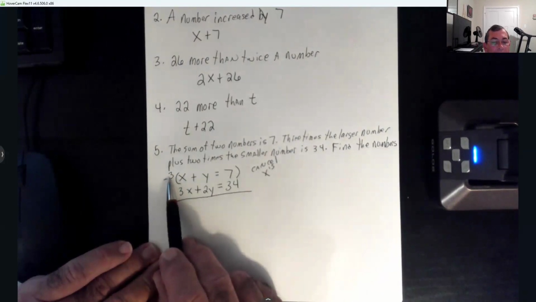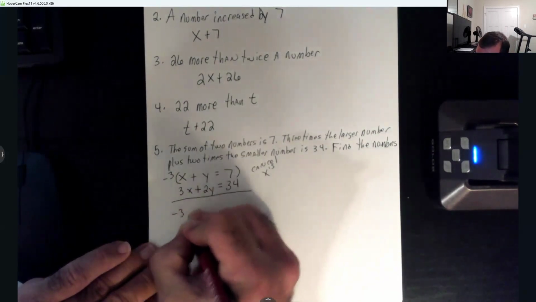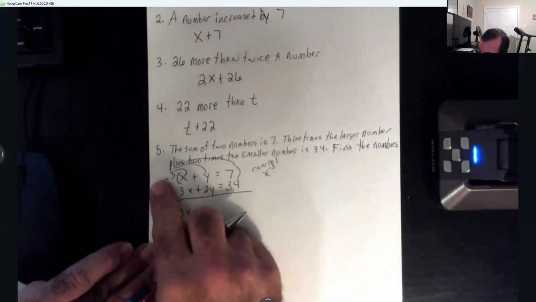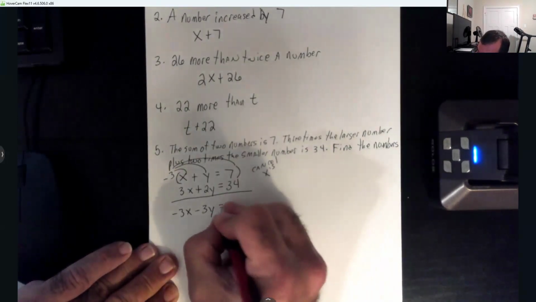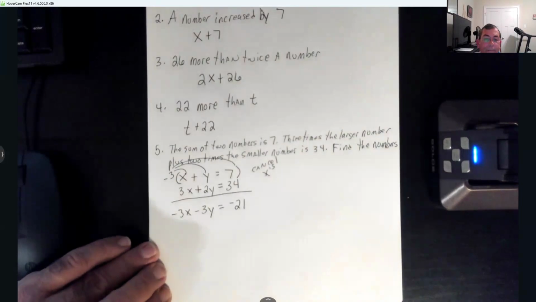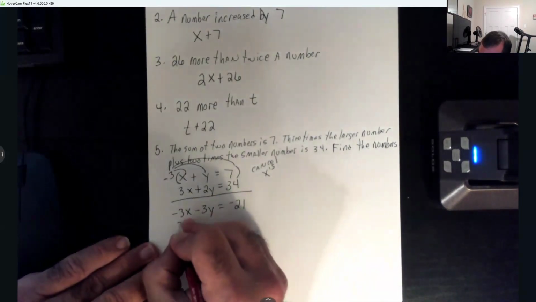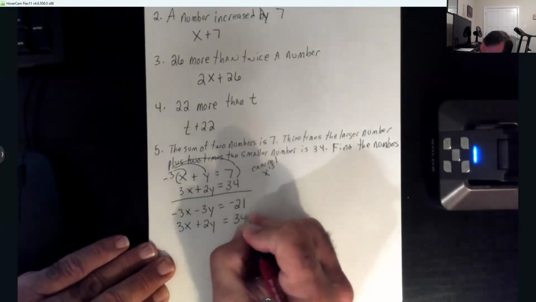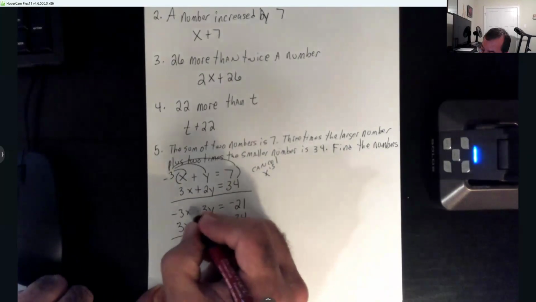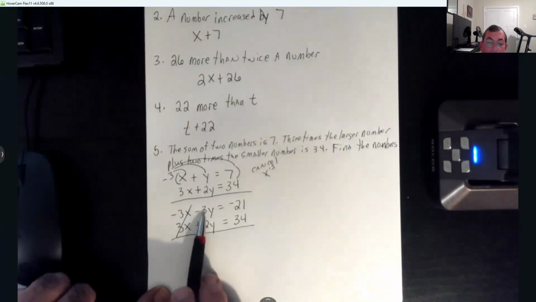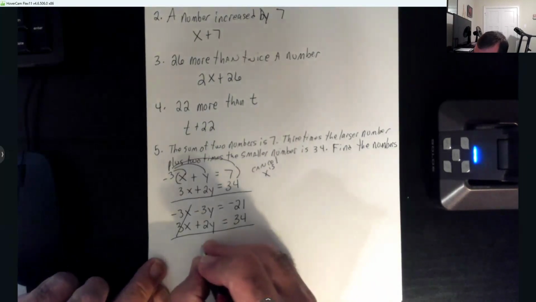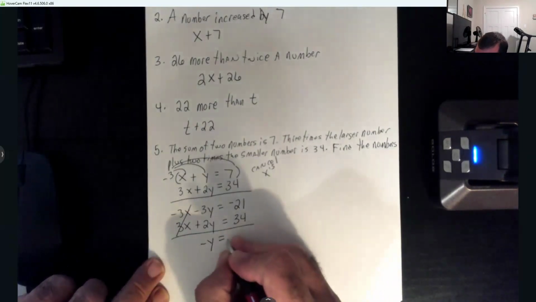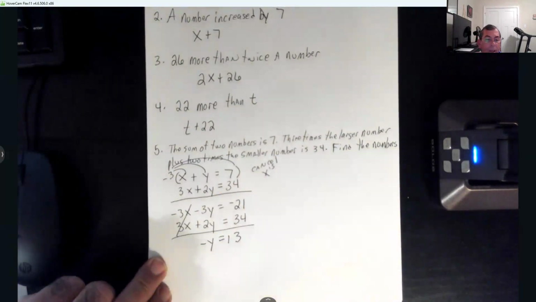So I only got to change one of these to get them to cancel. So let's multiply by that -3. We get a -3x, -3y. See, we're just distributing that thing through. And then -3 times 7 is a -21. All right, we didn't change this one. 3x plus 2y equaled 34. All right, y'all look at that. That cancels. -3 plus 2 leaves you a -y. And then let's see, 34 and -21 is a 13.